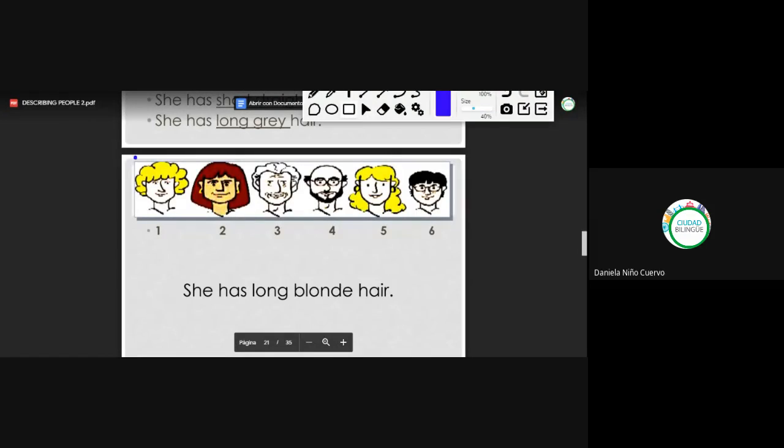Here we have six characters. Tenemos seis personajes. Tenemos una descripción. Vamos a decir cuál es el personaje correcto. Character number one, character number two, character number three, yes? Remember, in English we say character para referirnos a un personaje. Character, yes? So, this question is for Jose, please.